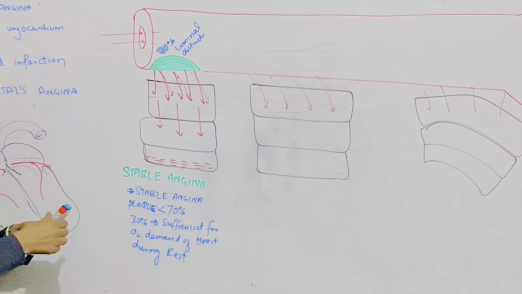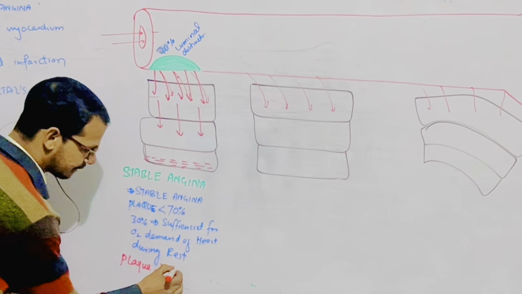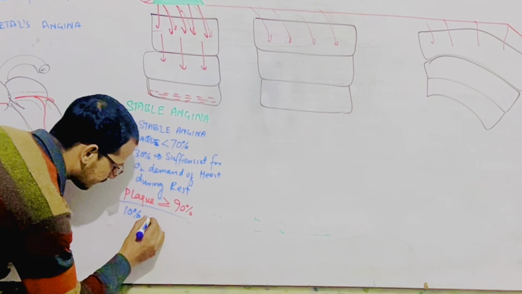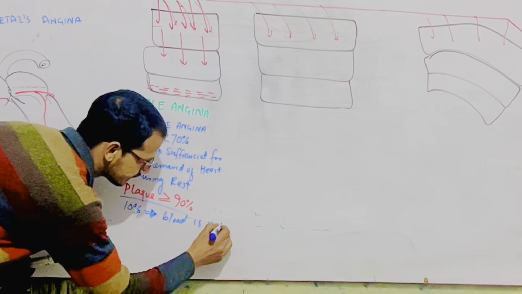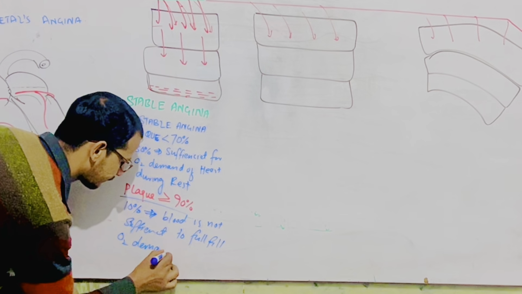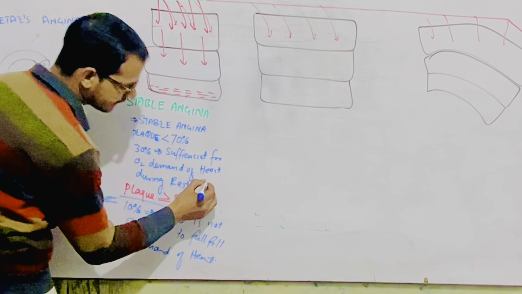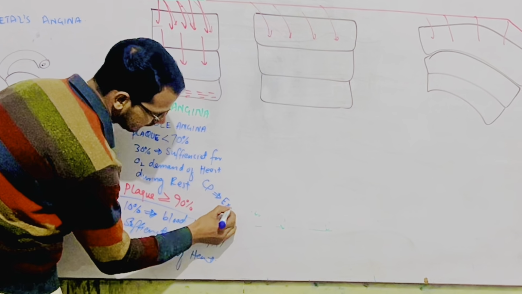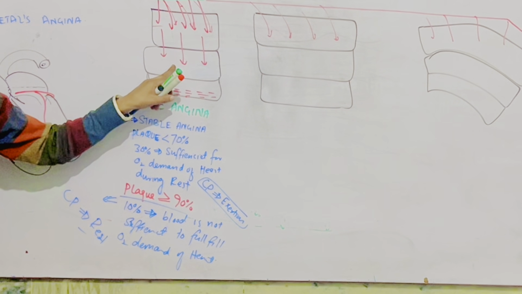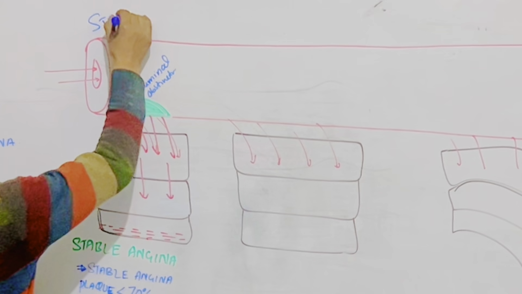But if this plaque is greater than or equal to 90%, the patient has only 10% blood, which is not sufficient to fulfill the oxygen demand of the heart, and now the patient will feel chest pain during rest also. In stable angina, chest pain is felt during exertion. Exertion means when the patient is working or walking. At rest, this patient will not feel pain. At exertion, this patient will have pain in the chest. Now we will go for another type. This is stable angina.